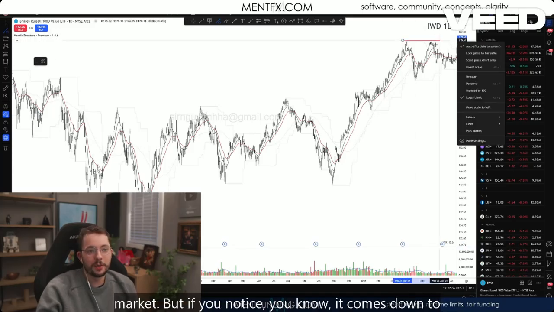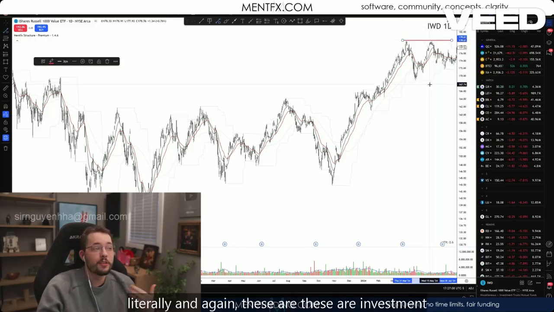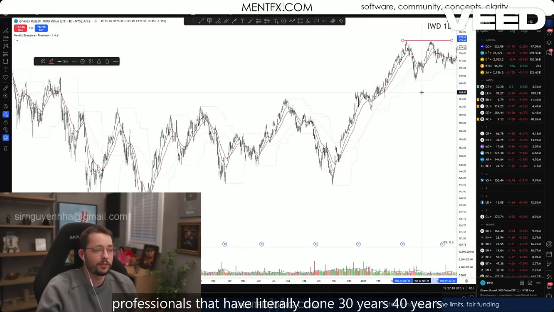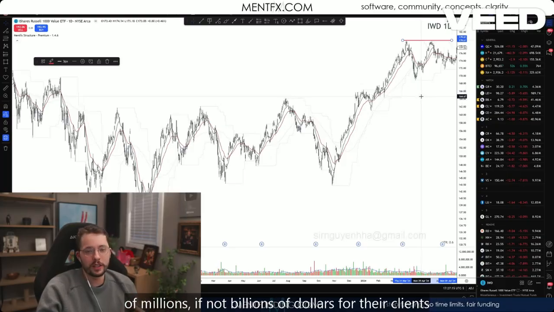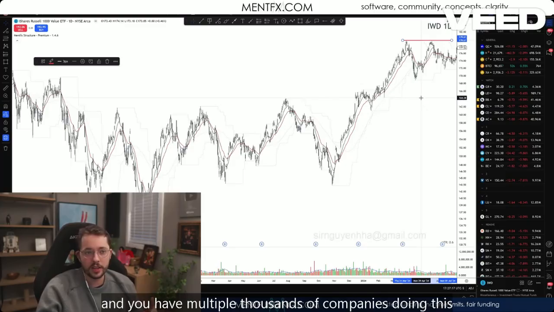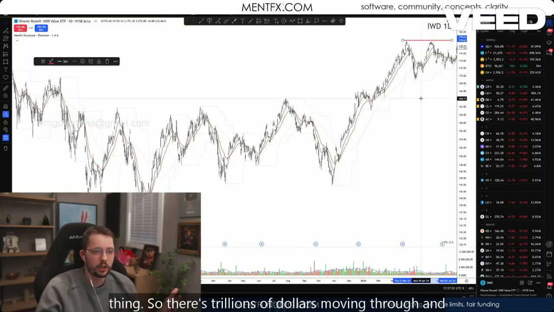But if you notice, it comes down to literally, and again, these are investment professionals that have done 30 years, 40 years plus of schooling, that work with people that manage hundreds of millions, if not billions of dollars for their clients. And you have multiple thousands of companies doing this thing. So there's trillions of dollars moving through.